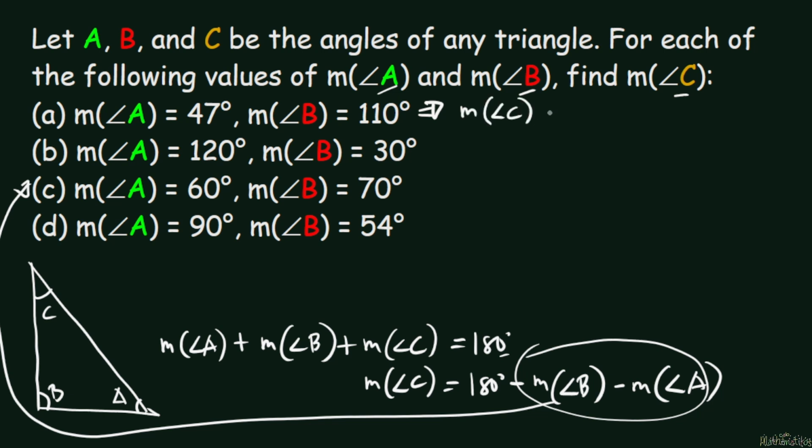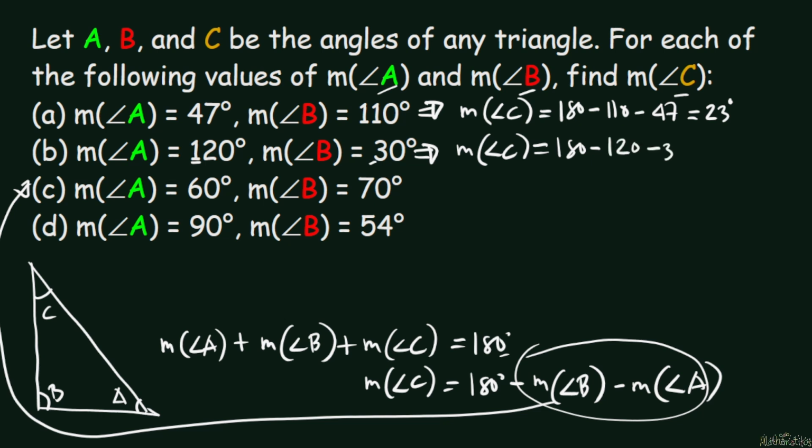Our angle C in letter A is equal to 180 degrees minus 110 degrees minus 47 degrees, which is equal to 23 degrees. So letter B, when your angle A is 120 degrees and your angle B is 30 degrees, the measure of angle C is equal to 180 degrees minus 120 degrees minus 30 degrees, which is equal to 30 degrees.